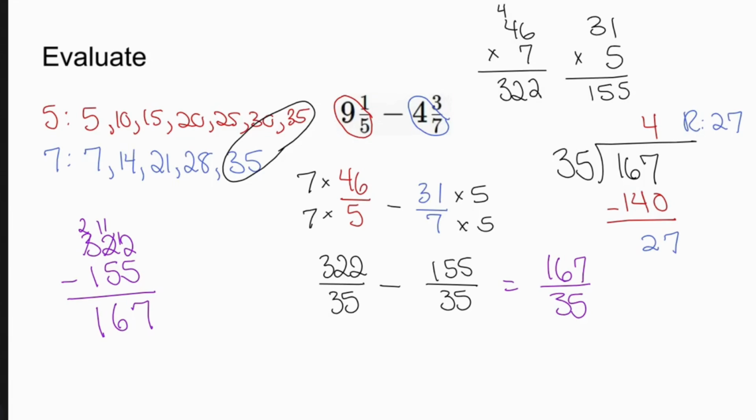So the way we write this out as a mixed number is the 4 here is the whole number that lives out in front. My remainder, 27, is going to be my numerator, and 35 is going to be my denominator. Now looking at the fraction that we have, I don't see anything simplifying, so we're done. 4 and 27 over 35 is going to be my answer.